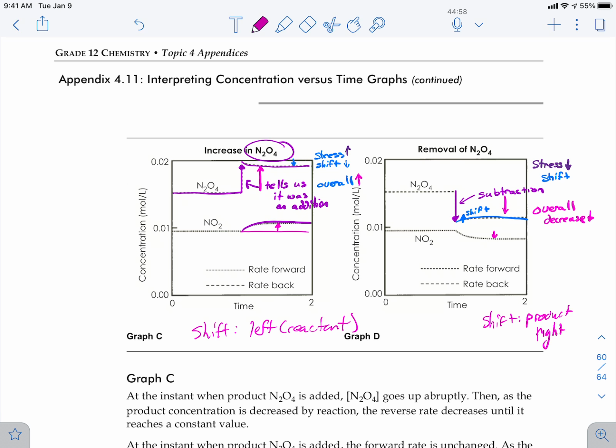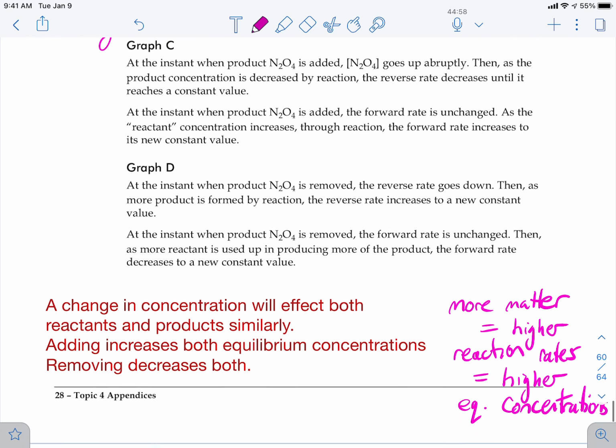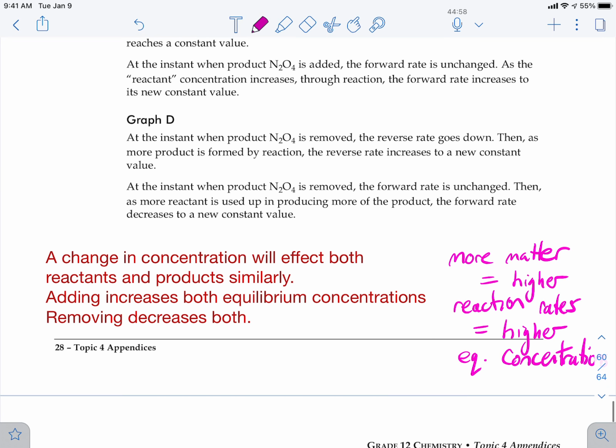Okay, so if the curve goes like this, it is a shift towards this side, right? And if you have a curve that goes this way, then this is a shift away. So if it's reactants, it's a shift towards reactants. If it's products, it's a shift towards products, etc. A change in concentration will affect both reactants and products similarly.